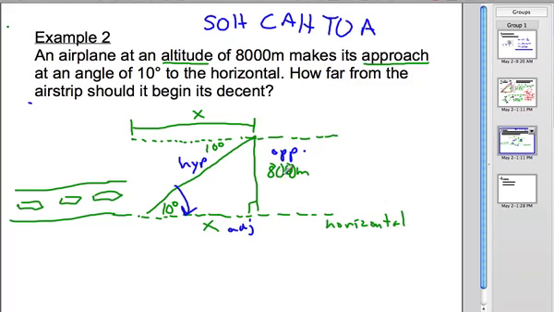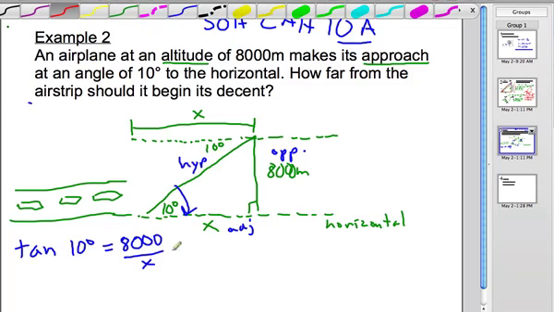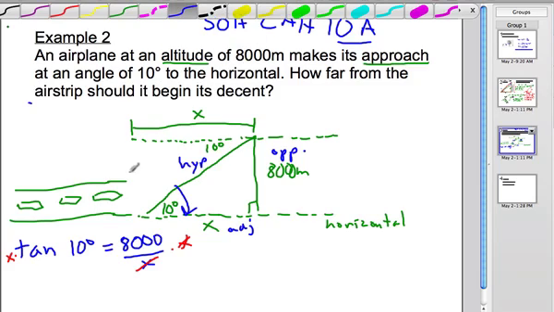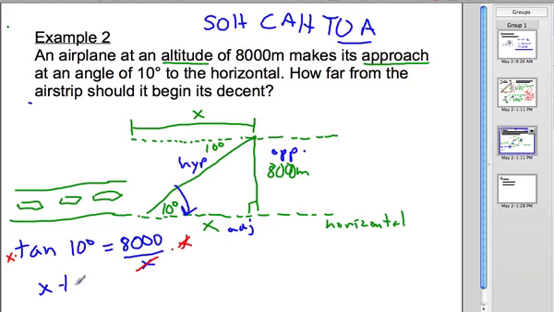Which one are we using? We're using opposite and adjacent, so we have to use tangent for this one. So tangent of 10 degrees equals opposite divided by adjacent, which is 8,000 divided by x. I need to solve for x now. I'm going to multiply both sides by x. The x's cancel, and I get x tan 10 degrees equals 8,000.